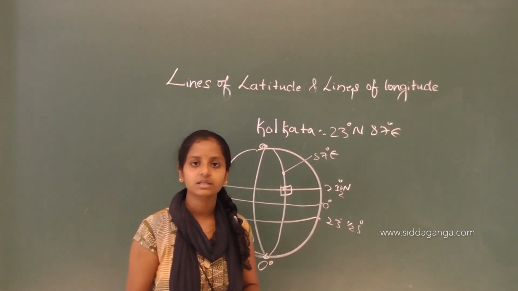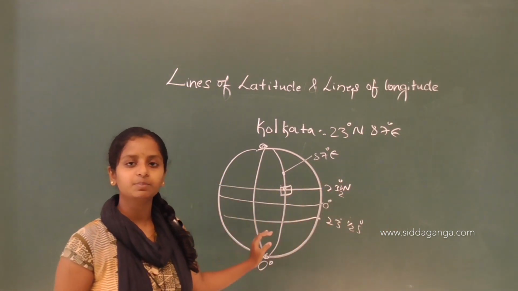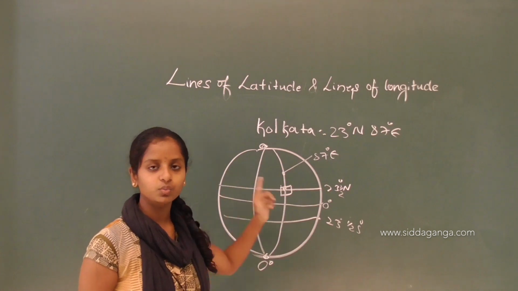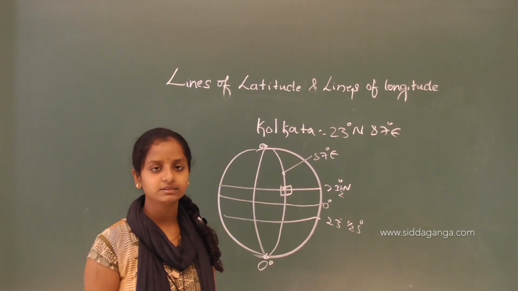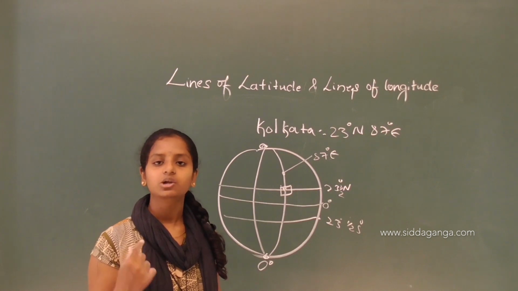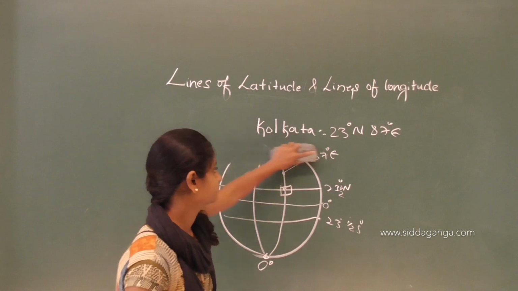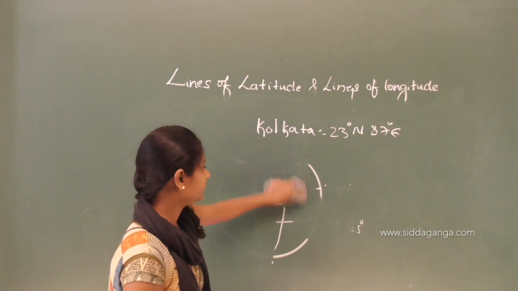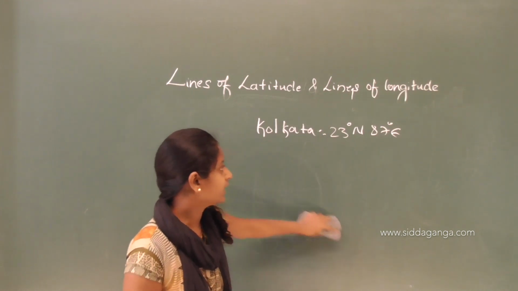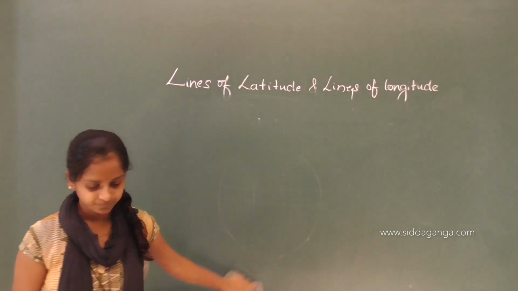So by knowing the longitudes and latitudes of any place, we can locate that place on a globe. To locate any place, cities, mountains, anything, we need to know the longitudes and latitudes of that place. If we know them, then it is very easy for us to locate any place on a globe.